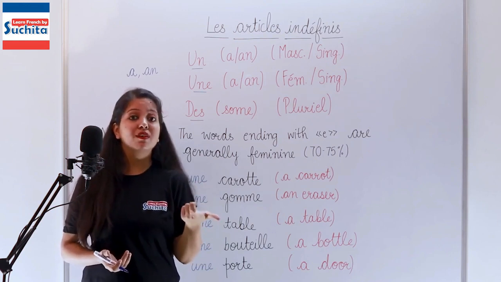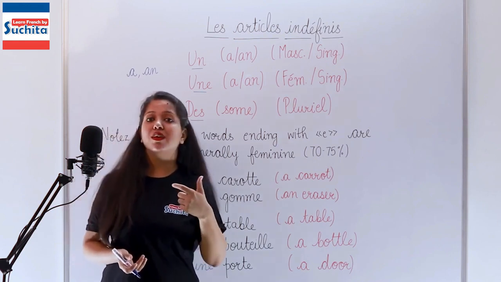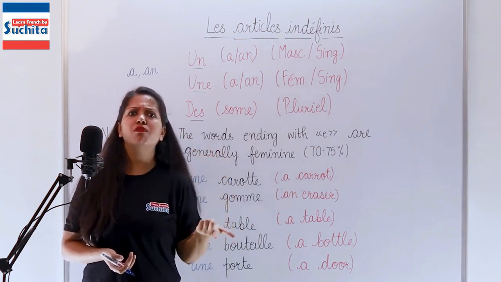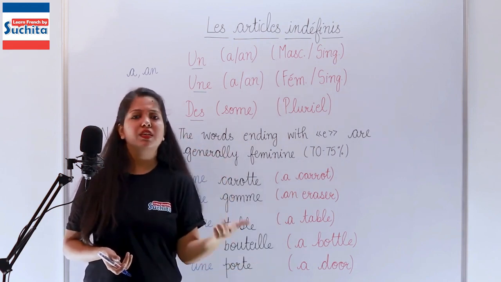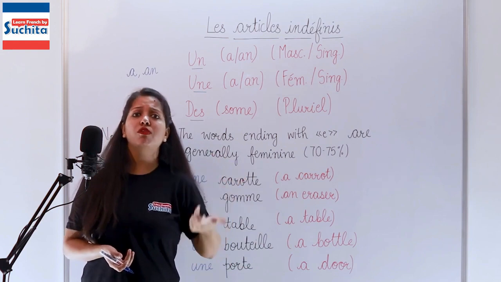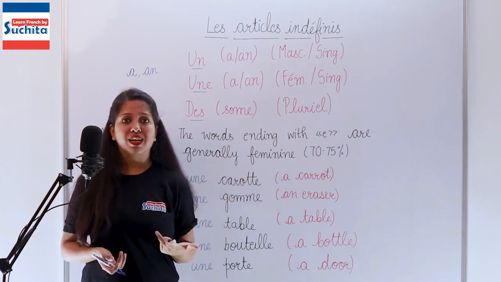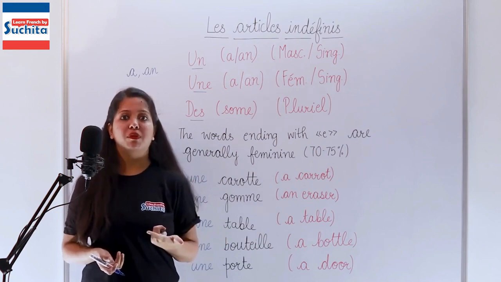This concept is not there in English. Like for example, if I say a fan, it will never come into your mind that fan is male or female. A table, it never comes into your mind that it is male or female. But in French, all these objects are either male or female.